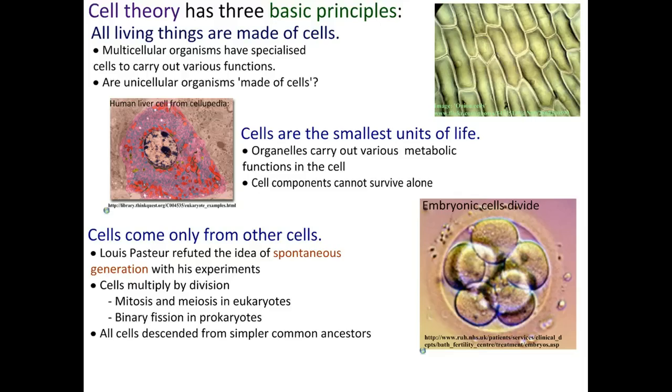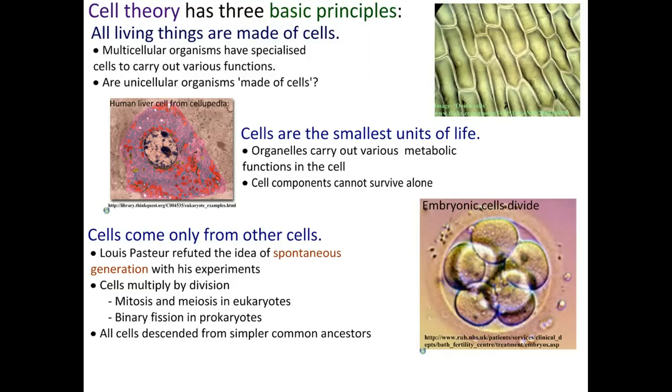And cells come from other cells. Louis Pasteur refuted this idea of spontaneous generation with his experiments. If you don't remember what that idea is, Google it, go to Wikipedia, figure out what spontaneous generation is. But he refuted that idea, and cells multiply by division. Cells divide.